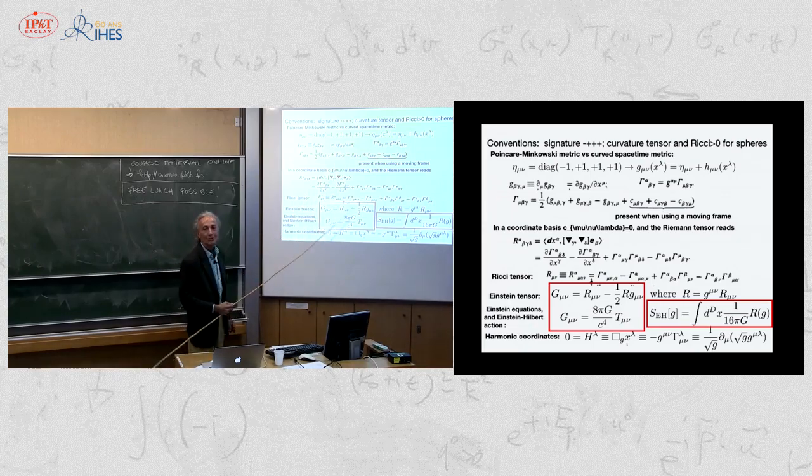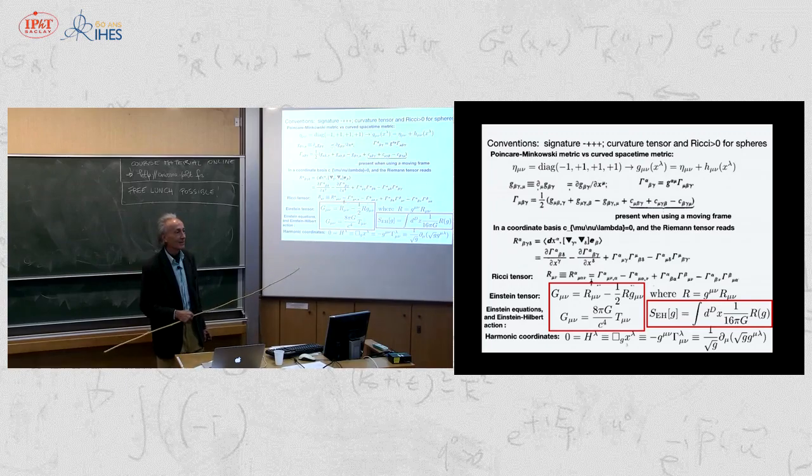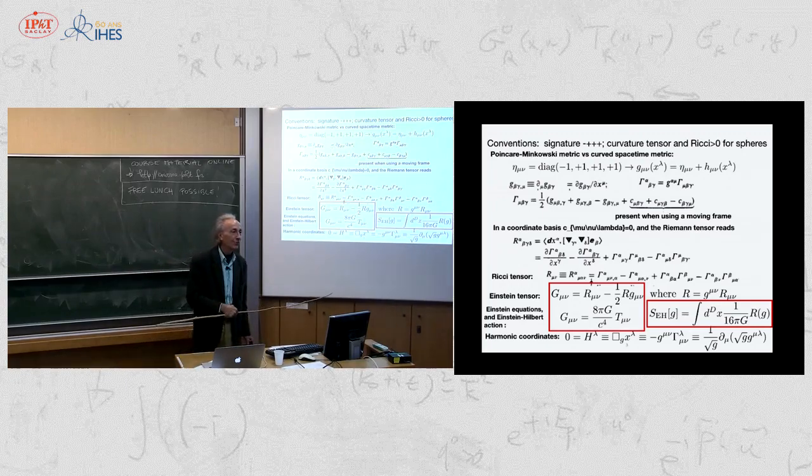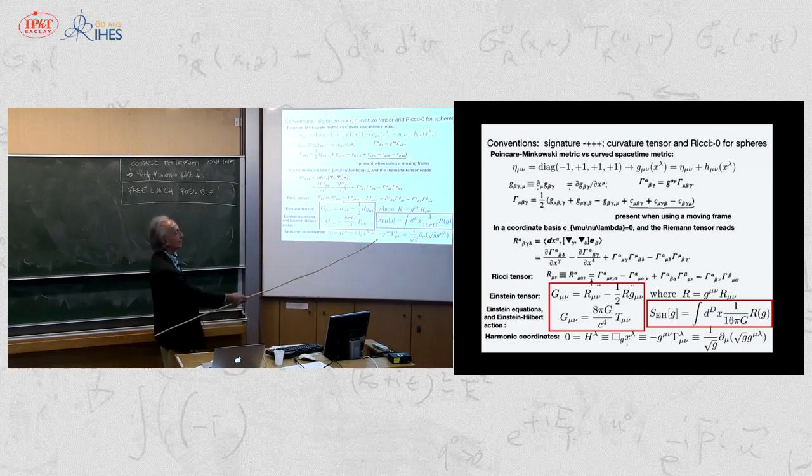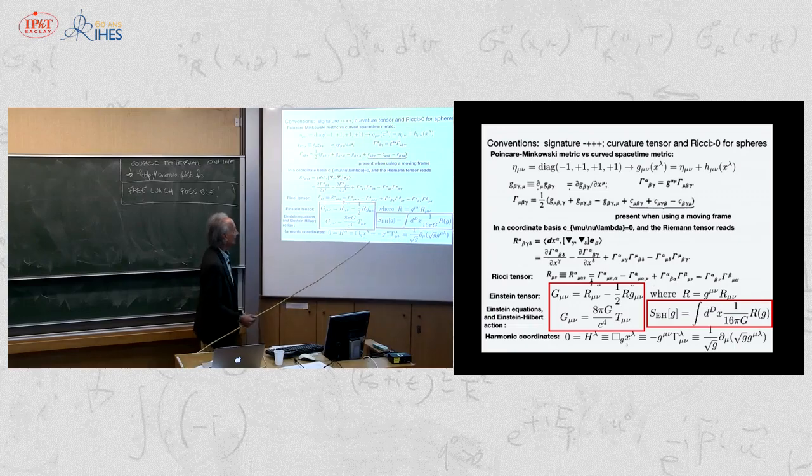The sign convention used is that the Ricci tensor and the curvature tensor are positive for spheres, if they are Euclidean spheres. And then the Einstein tensor is Ricci minus 1/2 of R g mu nu. Einstein equation is that the Einstein tensor is proportional to the stress energy tensor of matter. The Einstein-Hilbert action is the space-time integration of the curvature scalar.